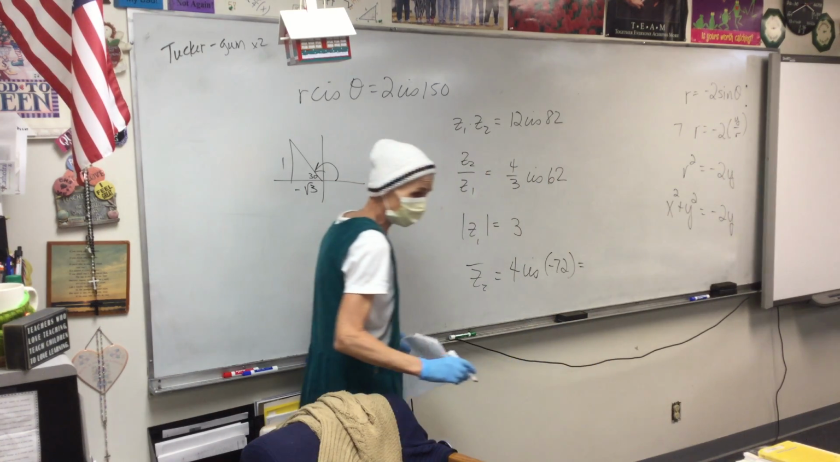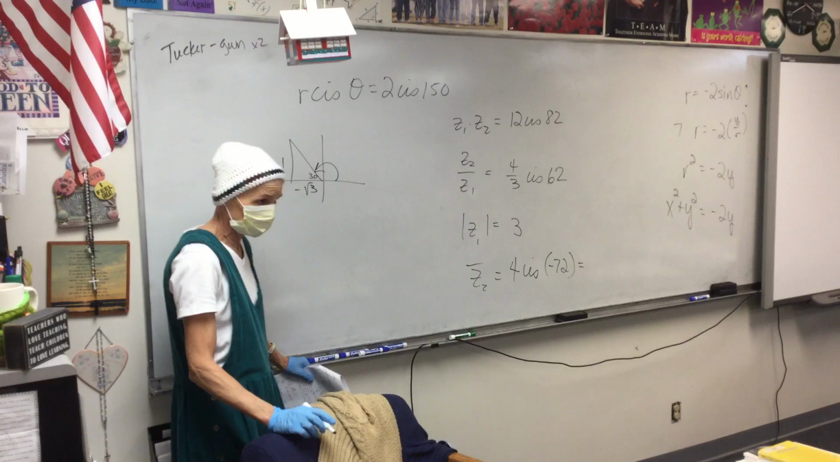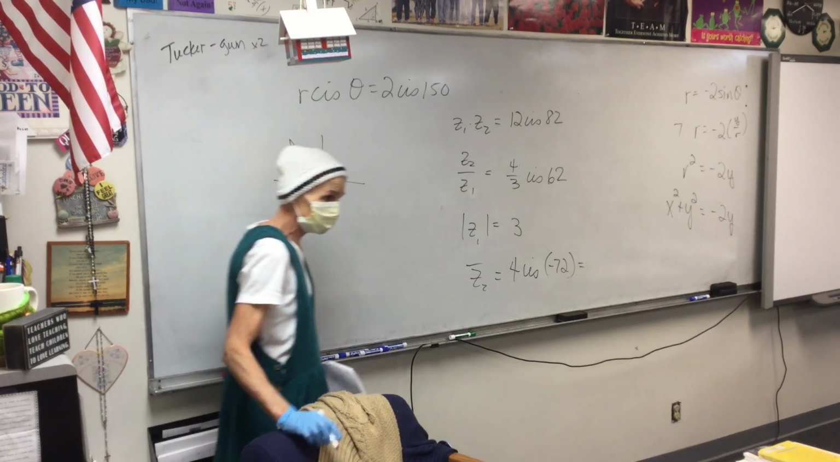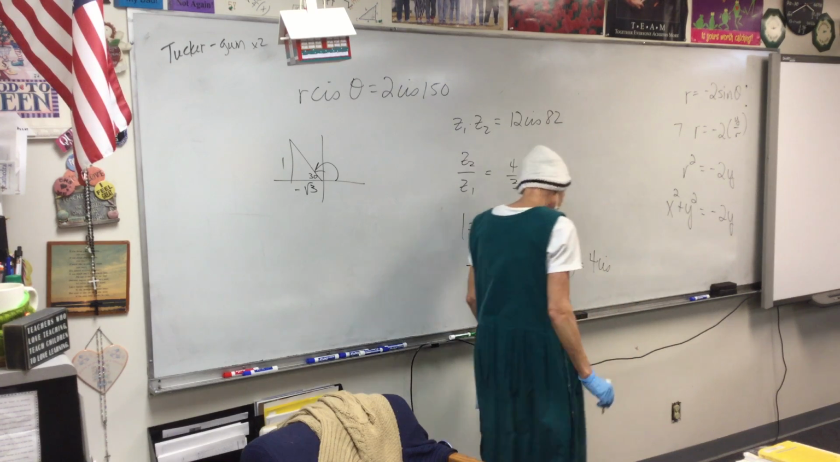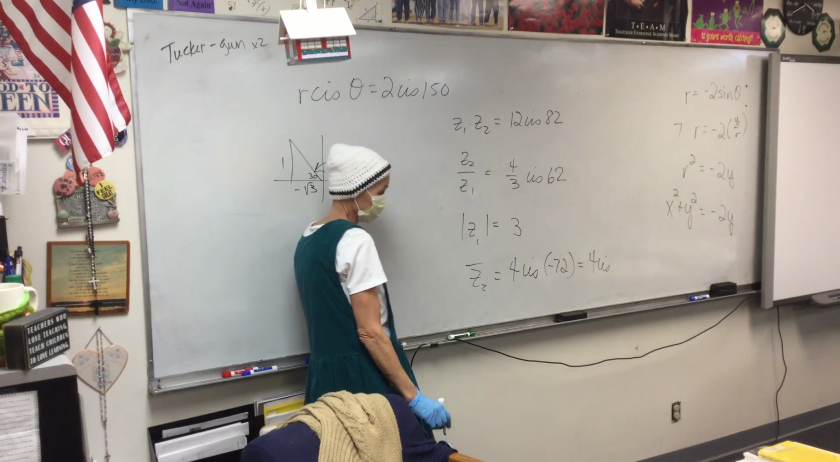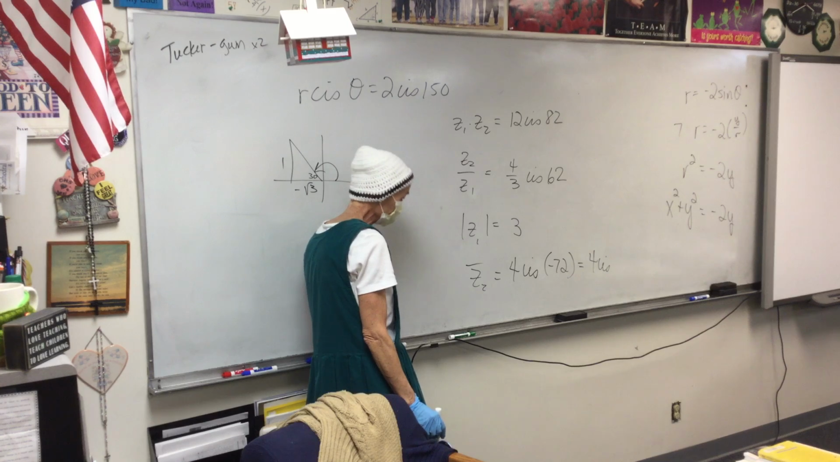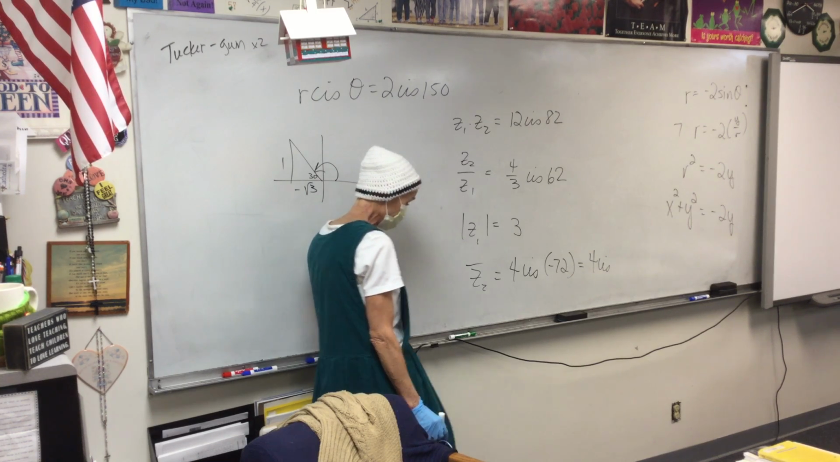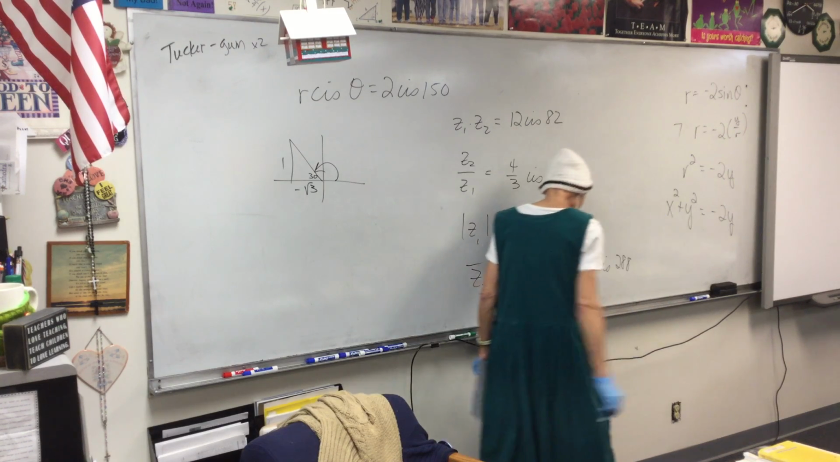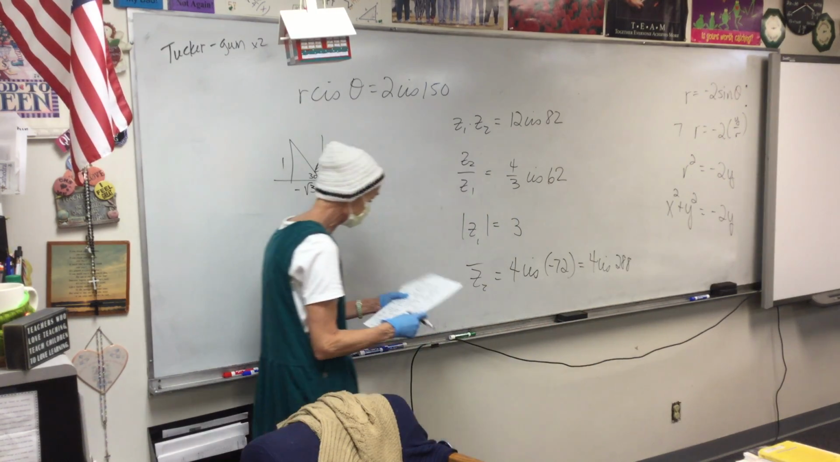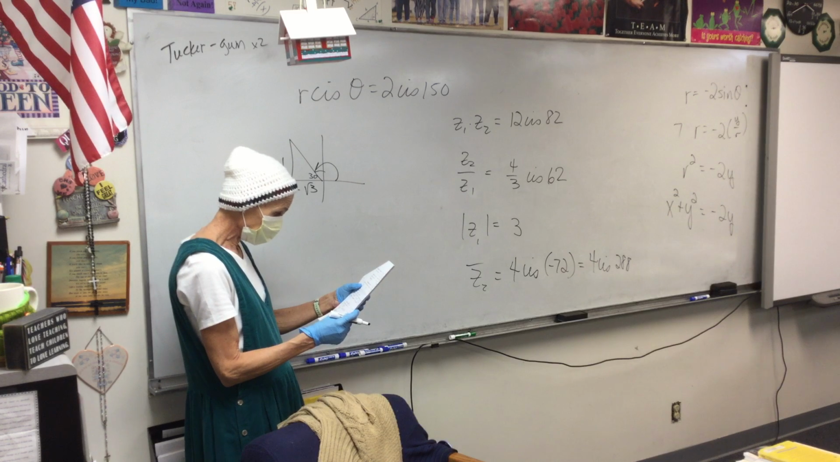And then what do we know about negative angles in polar form? Can't have them. So we'll rewrite that as 4 cis, which would be what? 288 maybe? Double check my arithmetic. Thank you, God. So the R is always the same? Yep.